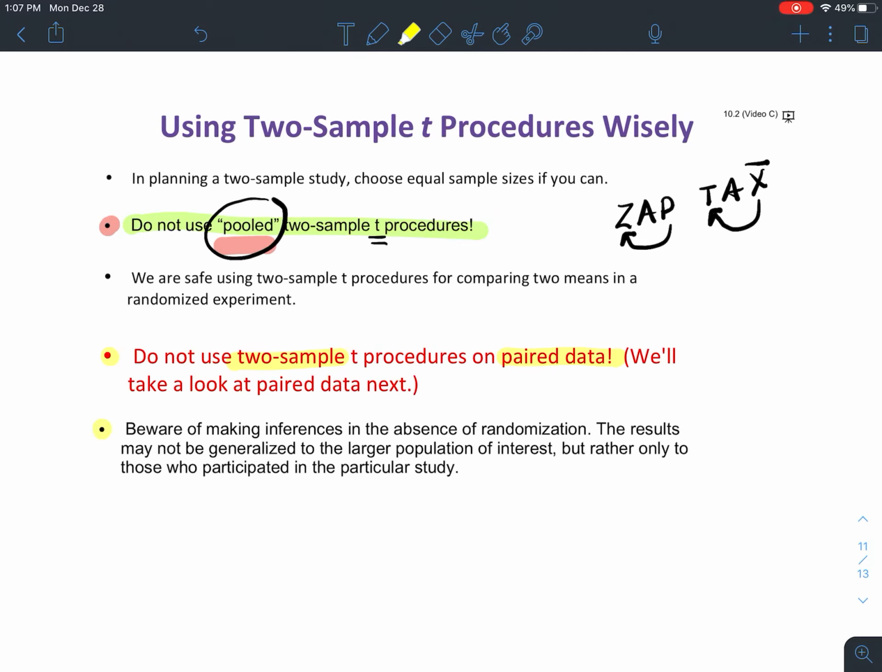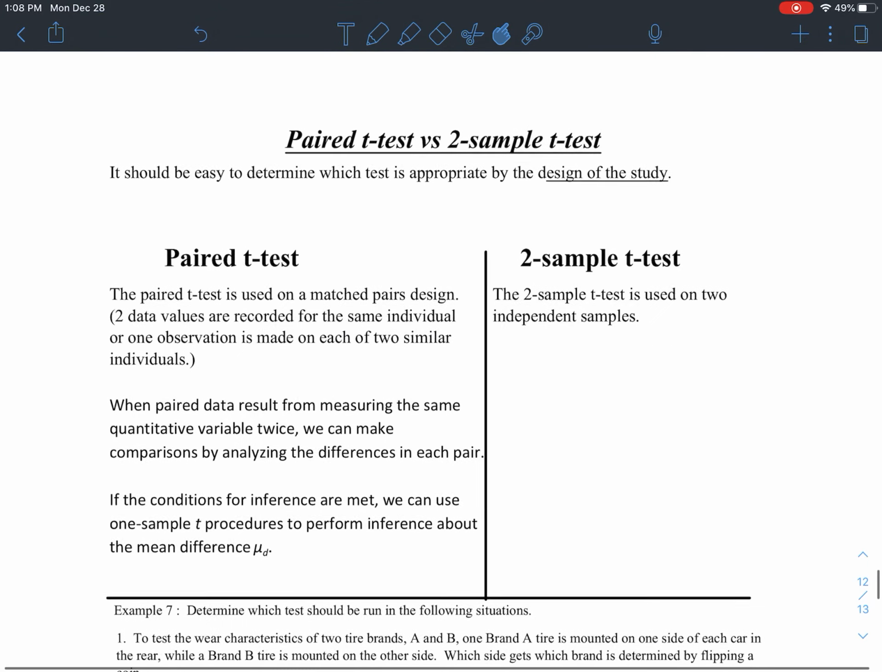And please be very careful and beware of making any inferences in the absence of any randomization, whether it's randomly assigning treatments or randomly selecting the people who are participating in your study. You cannot generalize your results to a larger population. You can only generalize your results to those individuals who participated in your study if they were not selected randomly.